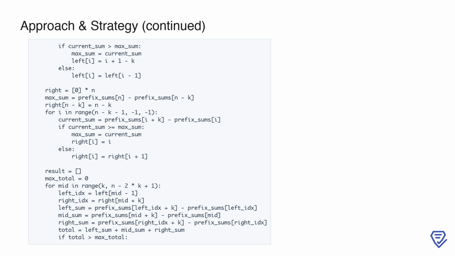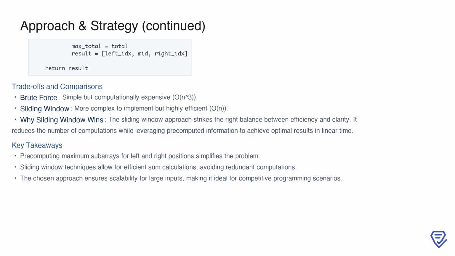With these pre-computations, we evaluate all possible starting indices for the middle subarray. For each middle subarray, we retrieve the best left and right subarray indices from the pre-computed arrays. Using these indices, we calculate the total sum of the 3 subarrays. If this sum exceeds the current maximum, we update the result with the indices of the left, middle, and right subarrays. This systematic approach ensures that we efficiently find the optimal solution without redundant calculations. Finally, after iterating through all possible middle subarray positions, we return the indices of the left, middle, and right subarrays that yield the maximum total sum.